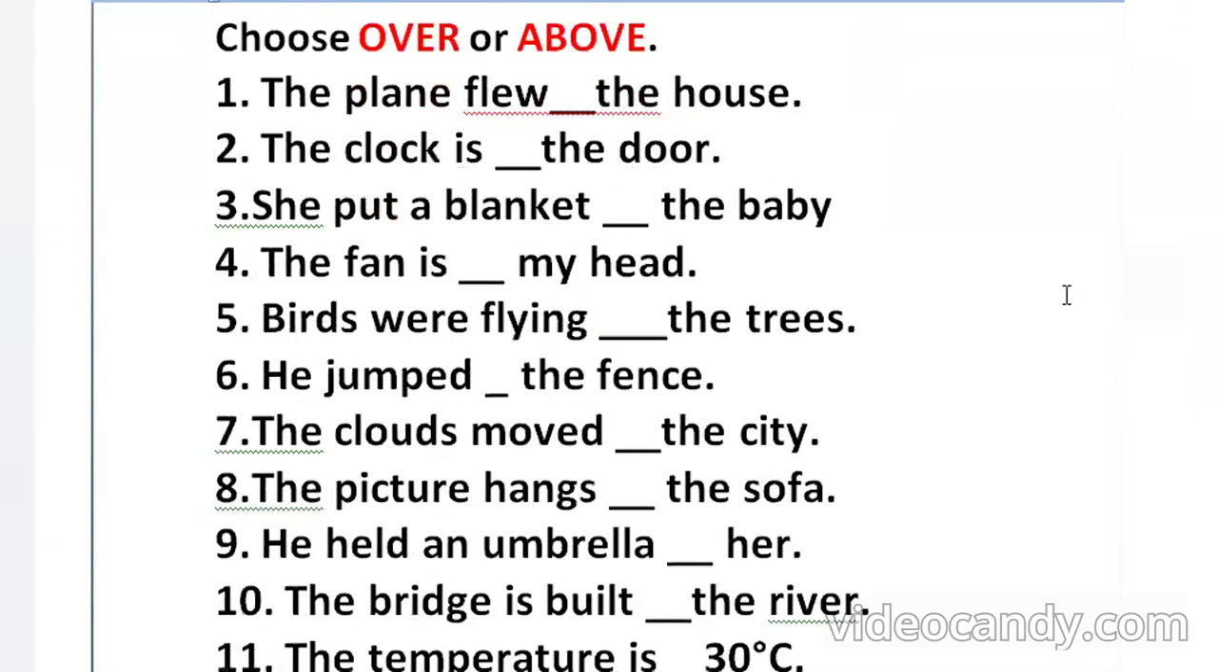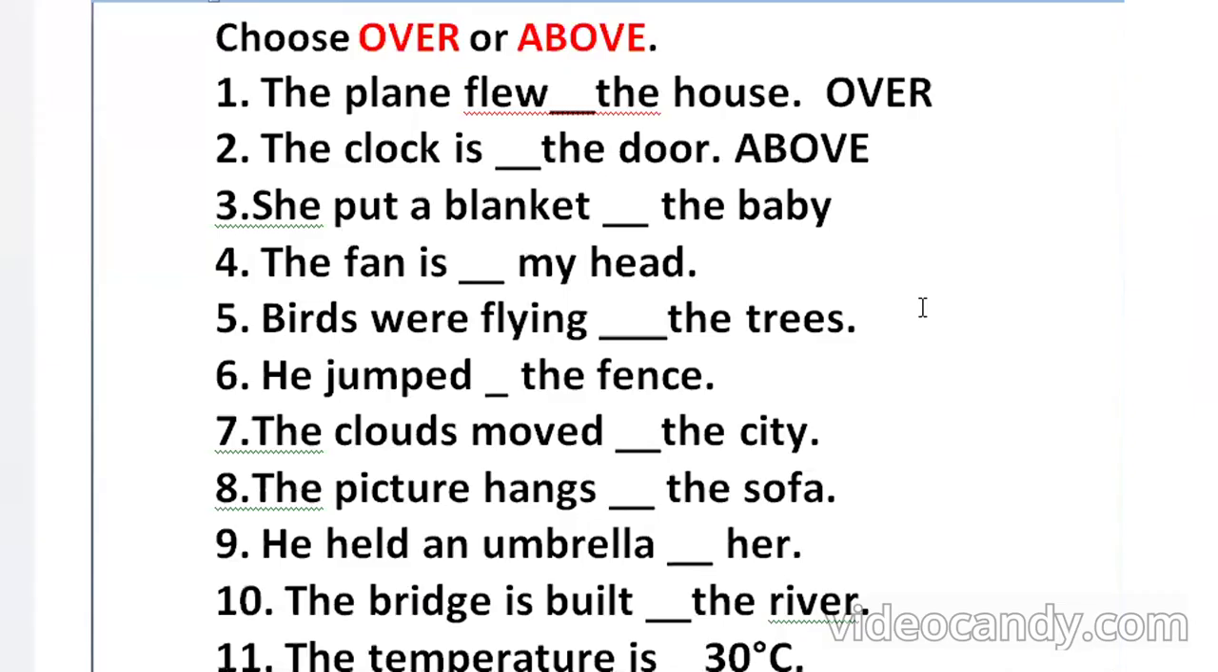Choose over or above. The plane flew blank the house. The answer is over. The clock is blank the door. Above. The clock is above the door.